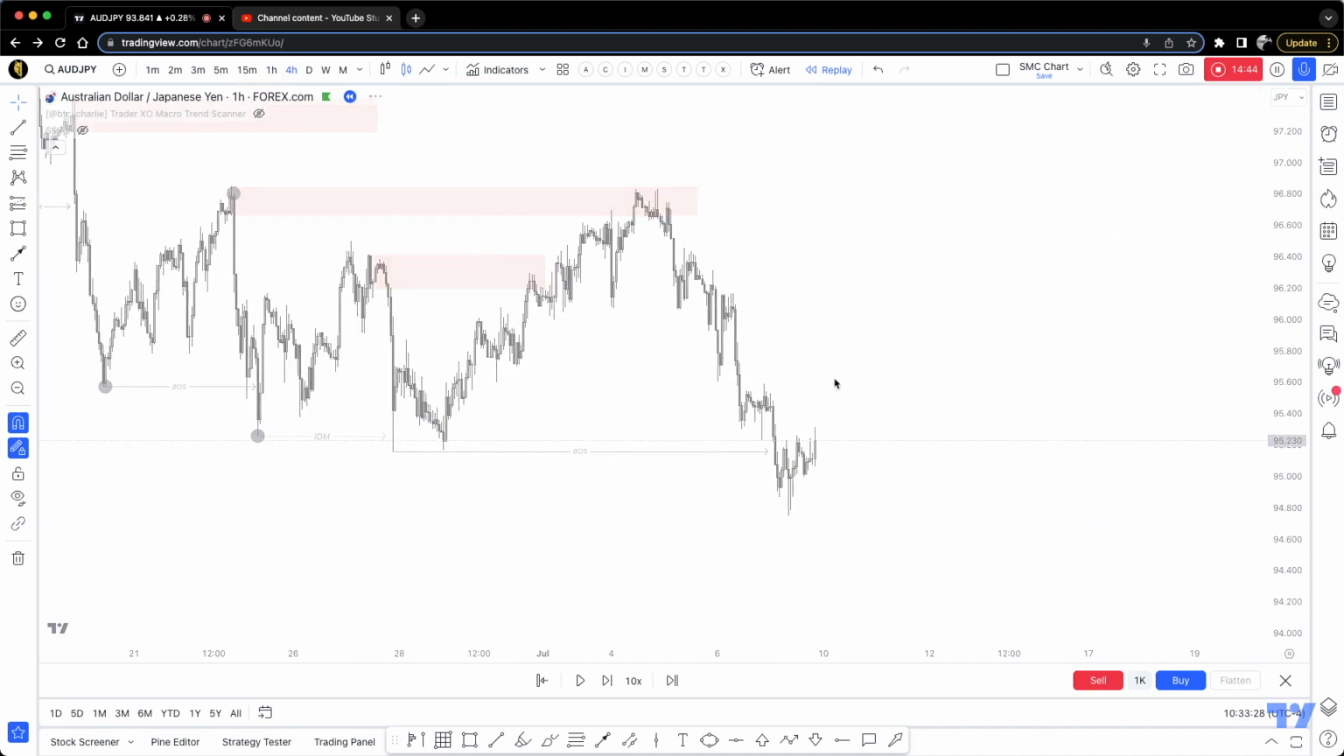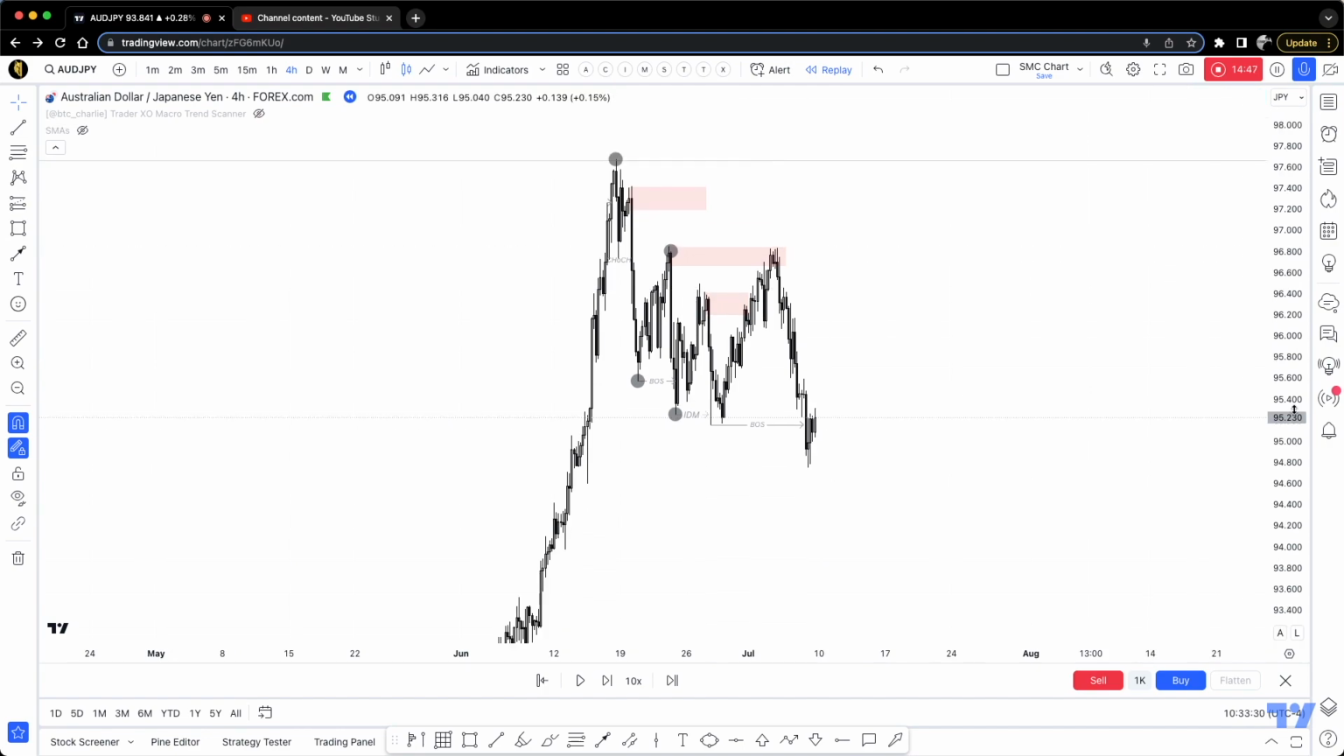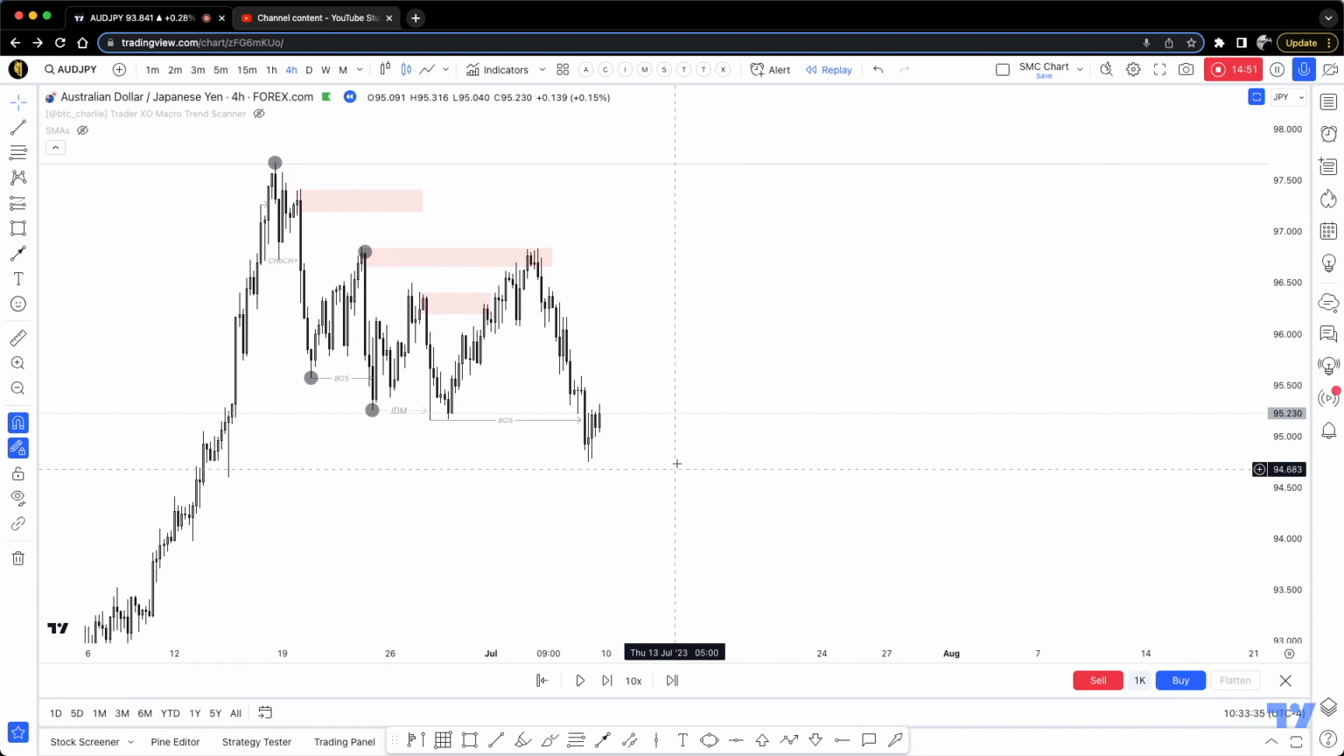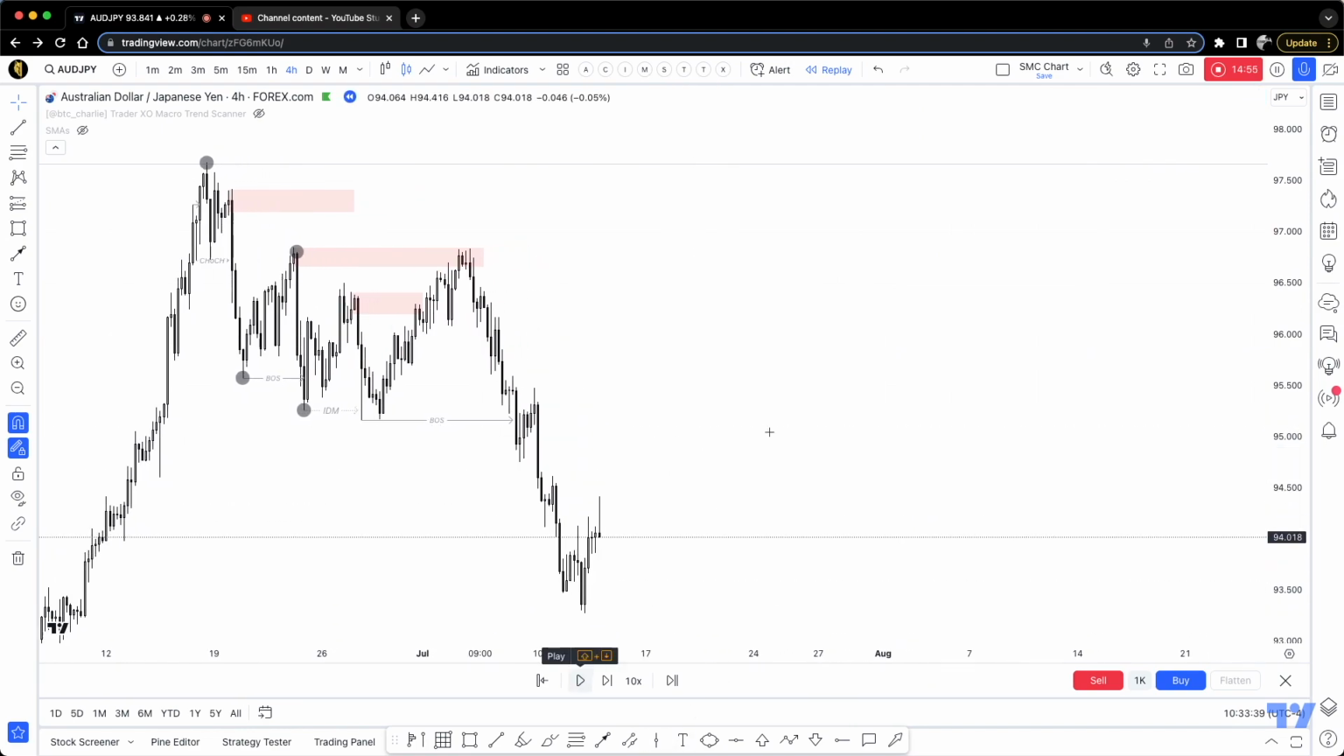So you see, we're basically continuing with the sells right here, right? This is what the market continues doing. Price is dropping. Now look at this.